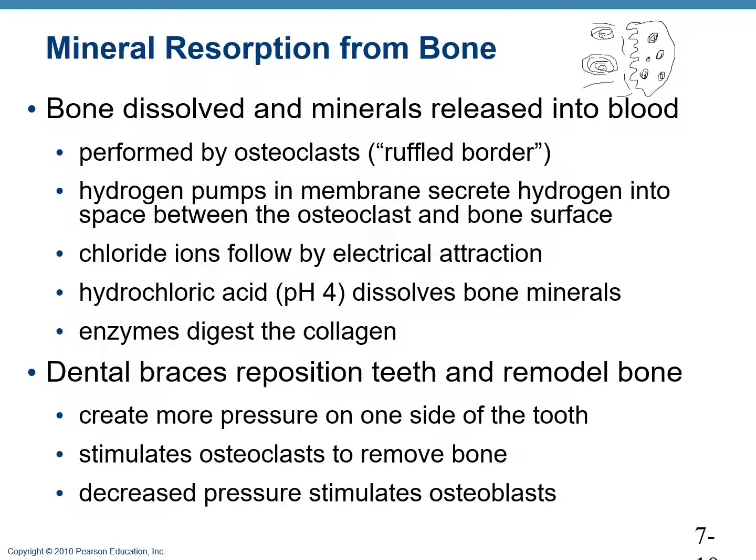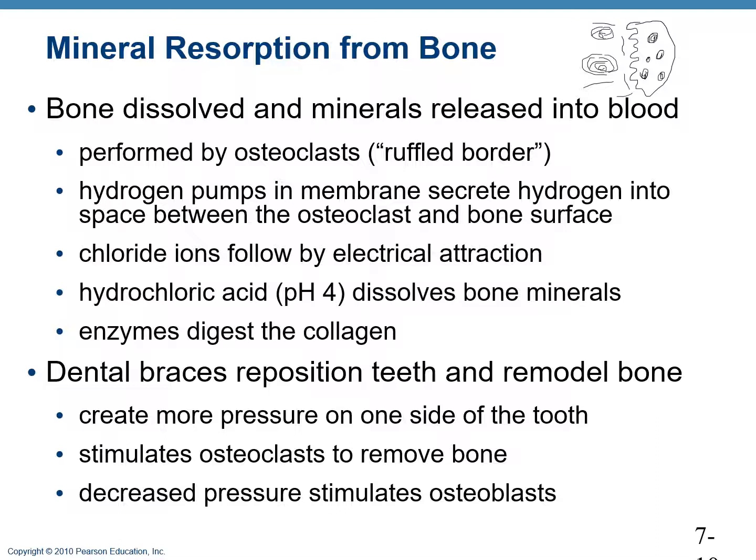Another reason would be perhaps if a fracture occurs and we need to break down damaged bone tissue. So we do have a supply of calcium ions that are freely exchanged between our bloodstream and our skeletal system. So with mineral resorption, we just have bone that's dissolved, and the minerals that were tied up in that bone material are ultimately released into the bloodstream and can be used elsewhere. So these cells that perform this duty are going to be called the osteoclasts, and that large amount of surface area on that side of the cell, that's called the ruffled border.